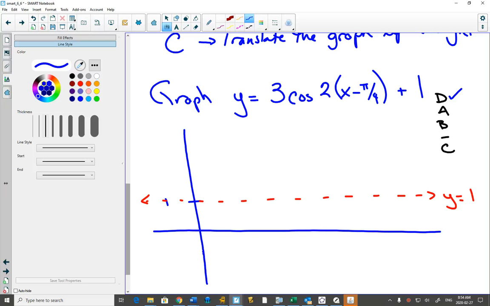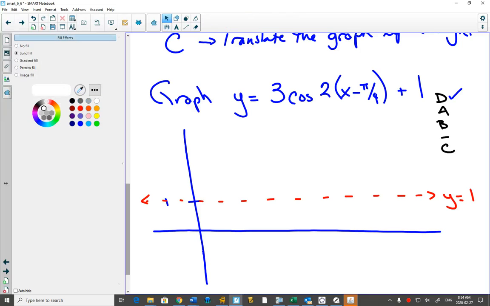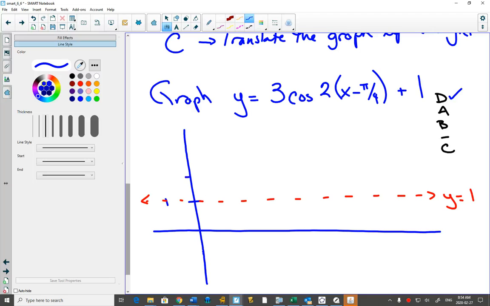Next, we look at our amplitude, which is our a value. Our amplitude is 3, and we use our amplitude to mark our maximum and minimum values. So amplitude is 3. If I go up 3, my maximum will be 4. If I go down 3, my minimum will be at -2. The a part is done.